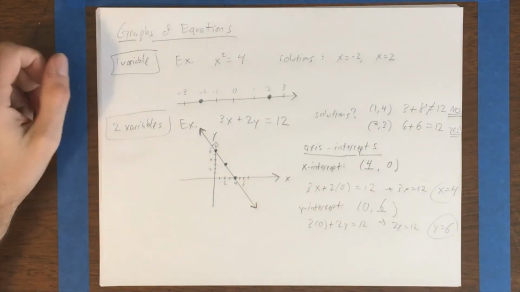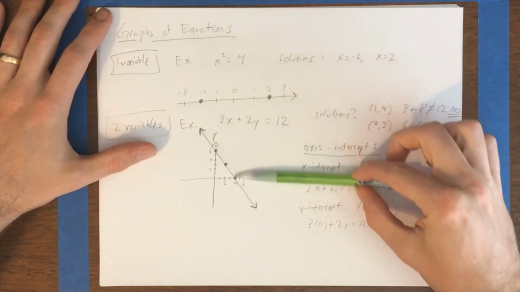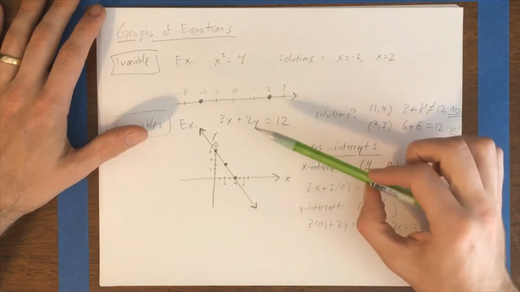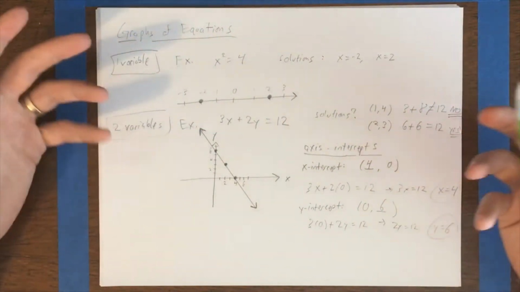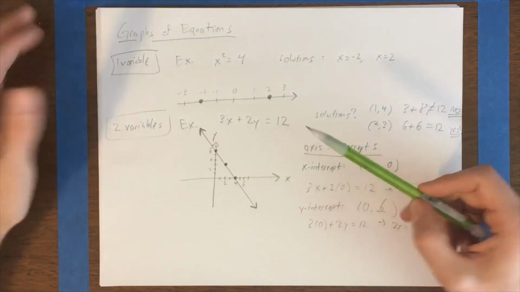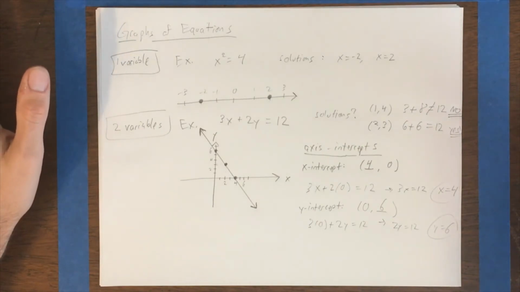So now I have the graph of this equation, and it is a straight line, and it has infinitely many points on it, and those points correspond exactly to the x and y value combinations that will solve this equation, right? That'll make it a true statement.